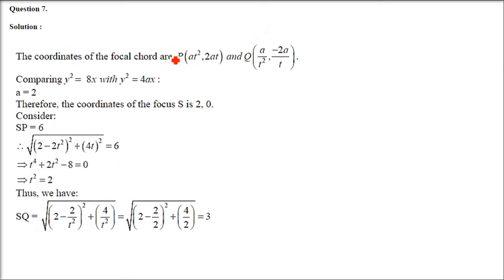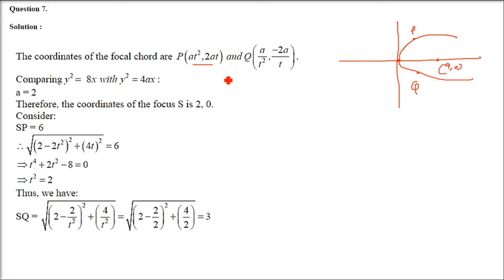Question number 7. Same thing you are going to do here. PSQ is a focal chord of the parabola y square equals 8x. If SP equals 6, then find SQ. So the same thing you have to do, but the value is given here. The value of a is known to us. So here y square equals 8x, and so these points P and Q you can take. SP is known to us, and we have to find SQ in this question.